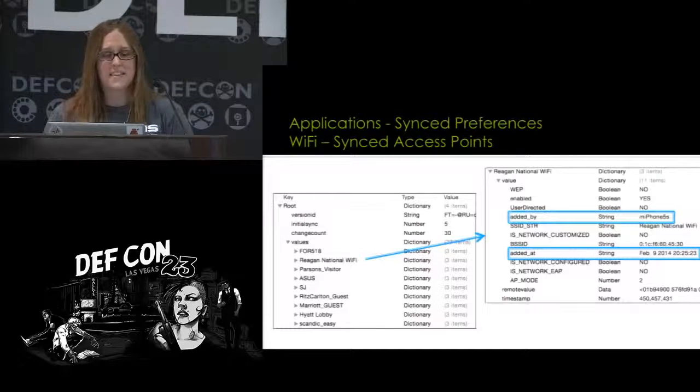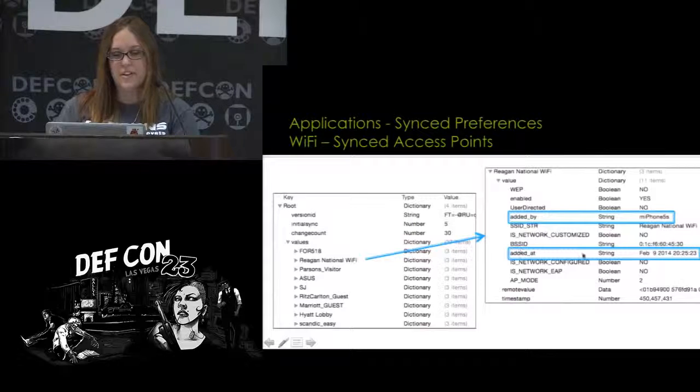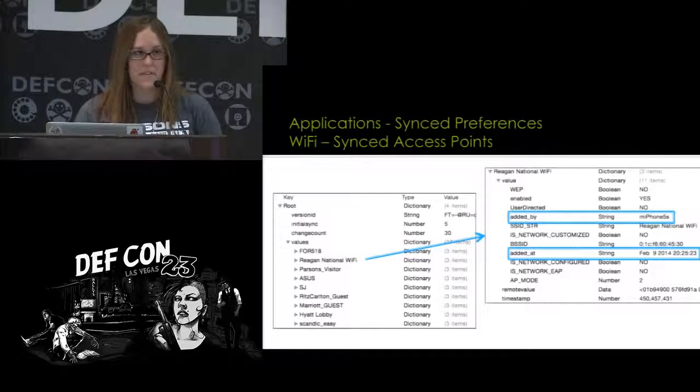So what kind of data is getting synced? The BSSIDs, the AP mode, all that good Wi-Fi stuff. But specifically about the device information, we get the name of the device, in this case, my iPhone 5S, as well as when this was synced. So "added at", this string right here basically says, hey, I was at National Airport on February 9th, 2014 at a very specific time. This is very, very specific.